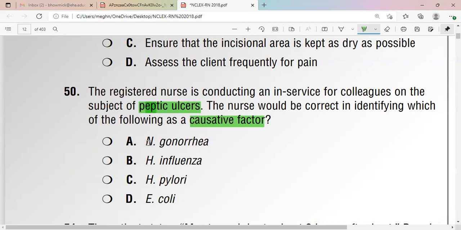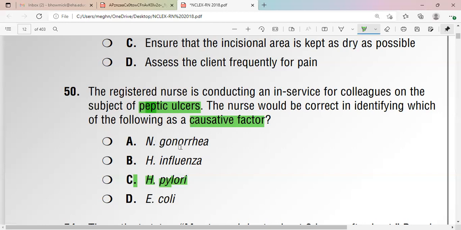The options are Neisseria gonorrhoeae, Haemophilus influenzae, Helicobacter pylori, or E. coli. So the correct answer is number C. Helicobacter pylori bacteria has been linked to producing peptic ulcer. Answers A, B, and D are not typically cultured within the stomach, duodenum, or esophagus, so they are not related to the development of peptic ulcer.